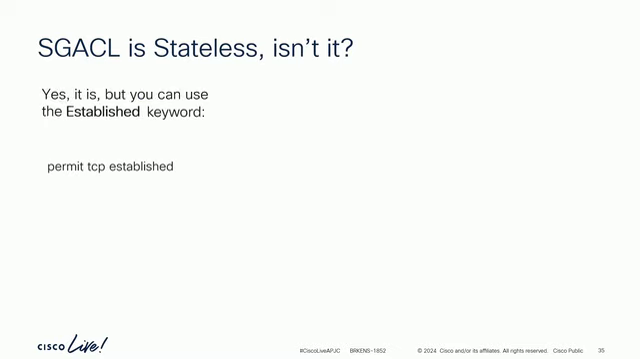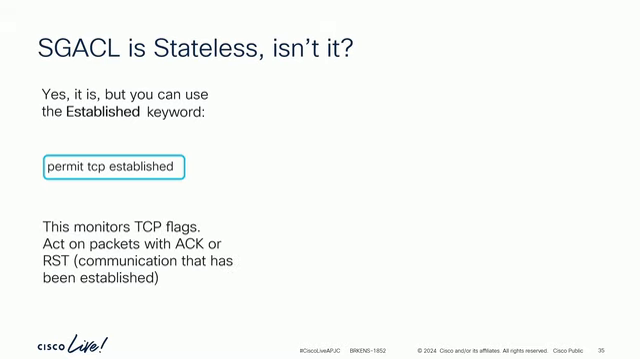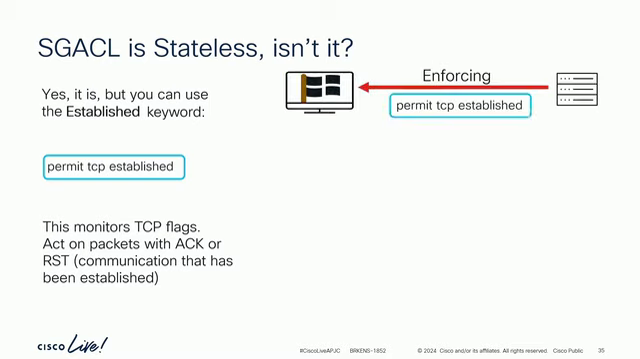Well, the answer is yes, but maybe we can get some use out of this configuration: permit TCP established. So what does this mean? It means it looks at TCP flags. And this established keyword actually looks at the RST and the ACK flags. So let's say you've got a server, and we're enforcing from the server to the client in this case, and we have this piece, permit TCP established.